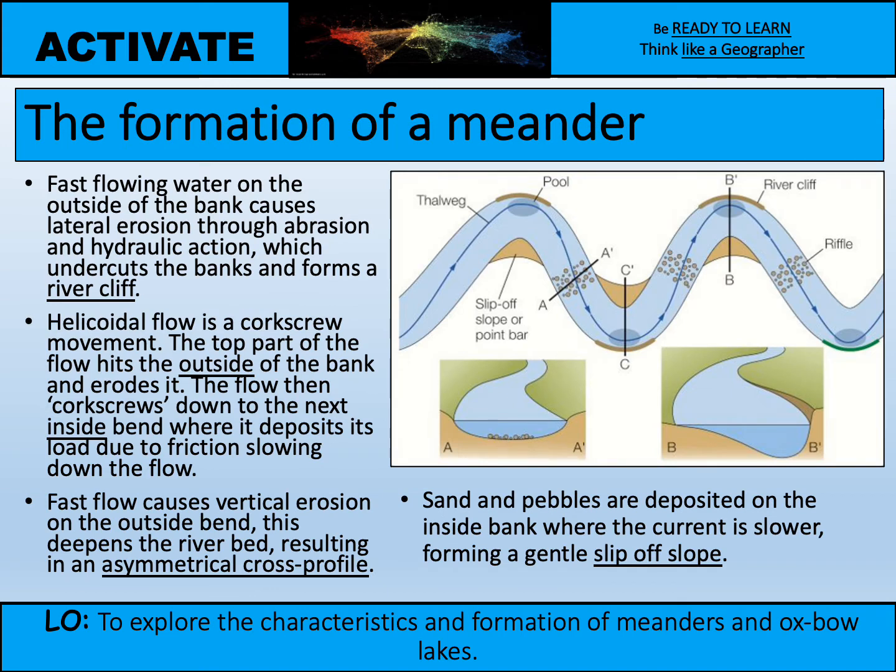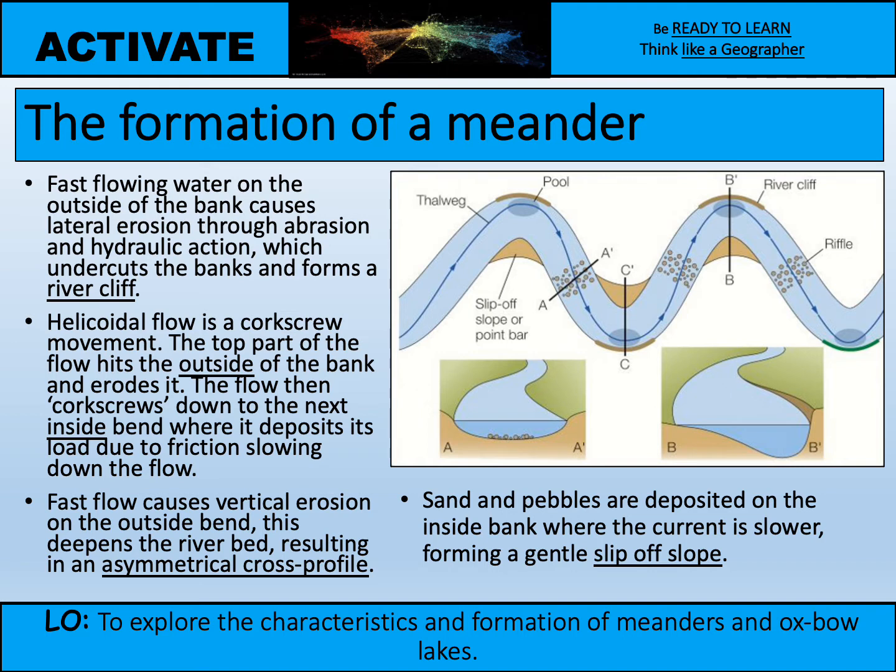A bit like the V-shaped valleys and interlocking spurs, our river starts getting deflected. We get our fast flowing water, also known as the thalweg. That's found on the outside of a bend because that increases the hydraulic power, increases the energy available for abrasion. That allows erosion to occur. In our deep spot we get our pool, and a steep river cliff on the outside of the bend, and then it bounces back, comes across, and forms the next river cliff.